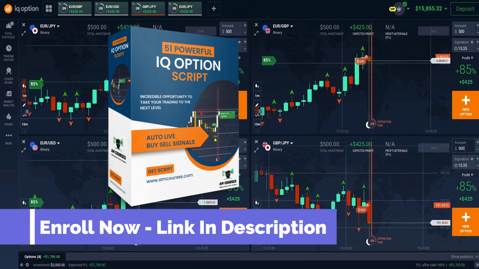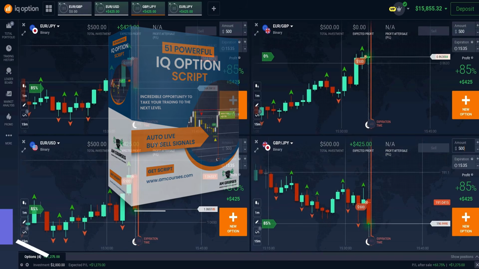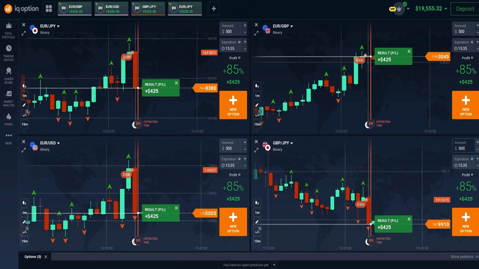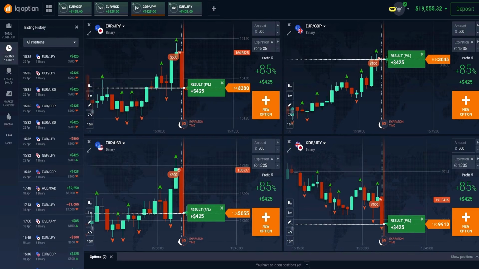Now let's stay patient and wait for the results. This part is exciting because it shows how this simple strategy performs under real trading conditions. And there we have it. All 4 trades won this time. This result clearly highlights the accuracy and consistency of the fractal indicator when used with the right timing and money management. With 7 wins out of 8 trades across both rounds, this strategy has proven to be simple, yet powerful.